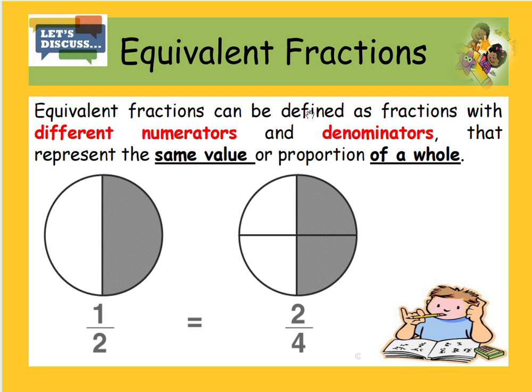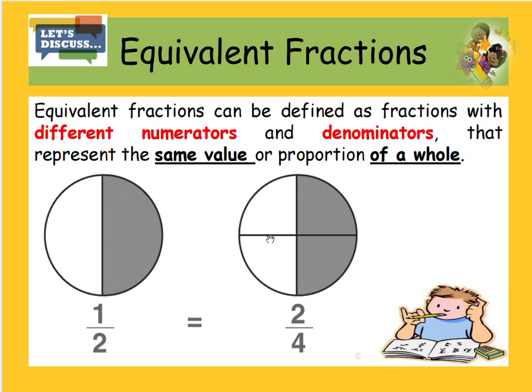Equivalent fractions can be defined as fractions with different numerators and denominators that represent the same value or portion of a whole. Just look at the picture here. This is a circle in which, in the first circle, we are representing one part of a whole. The total parts are 2 and the colored part is 1. So it is 1 by 2.